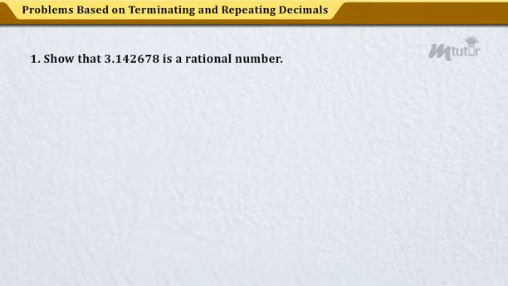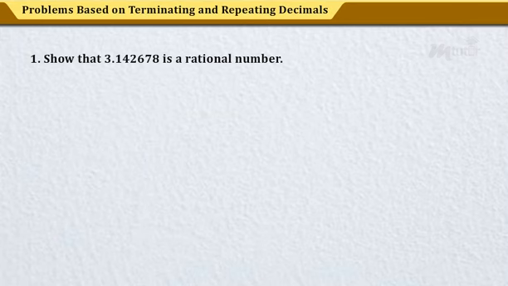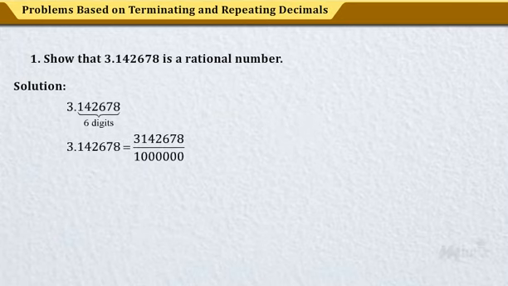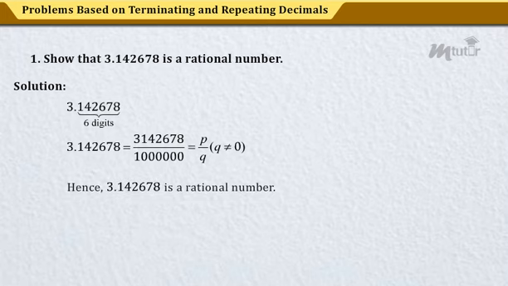Show that 3.142678 is a rational number. Solution. In the given number, we have 6 digits after the decimal place. Thus we could write 3.142678, as shown on the screen. We are thus able to write the given number in the form p by q, where p and q are integers, and q is not equal to 0. Hence, 3.142678 is a rational number.